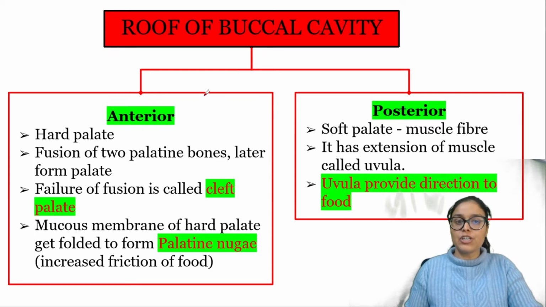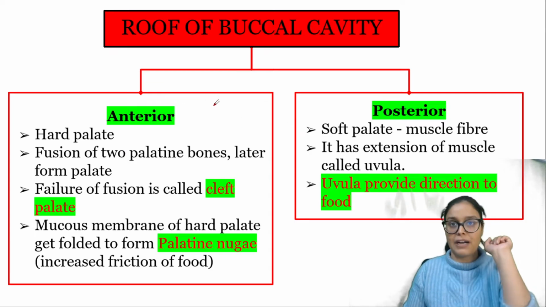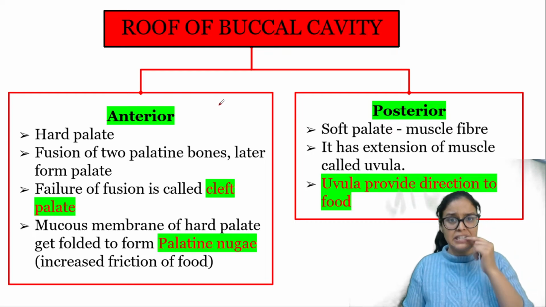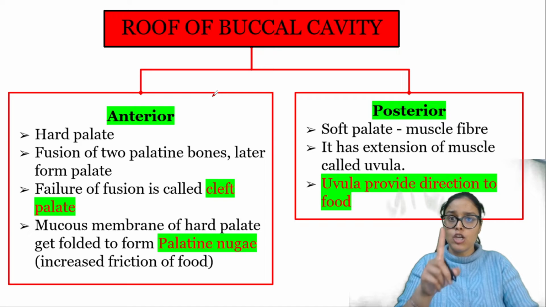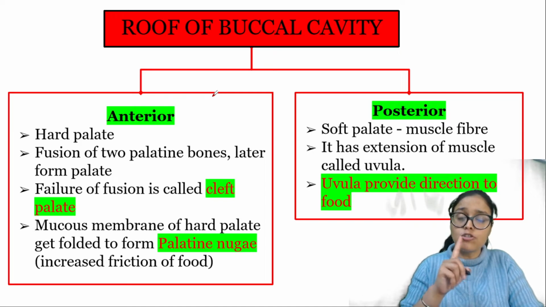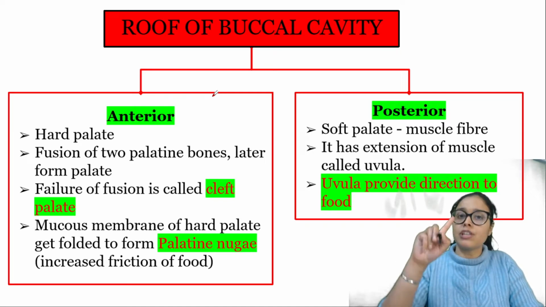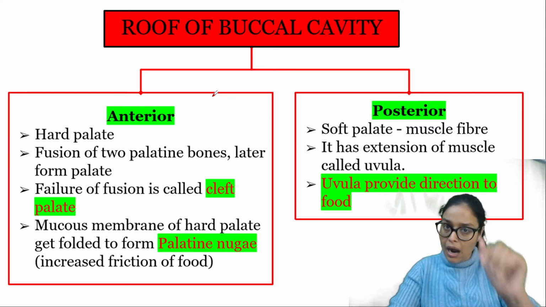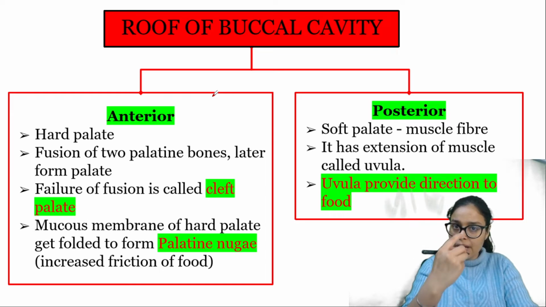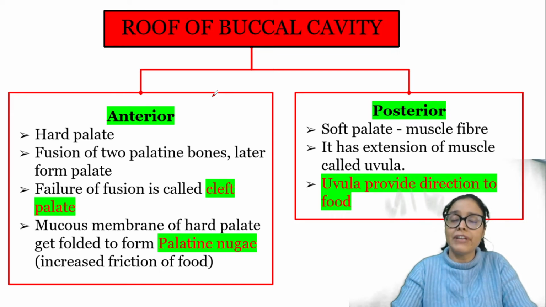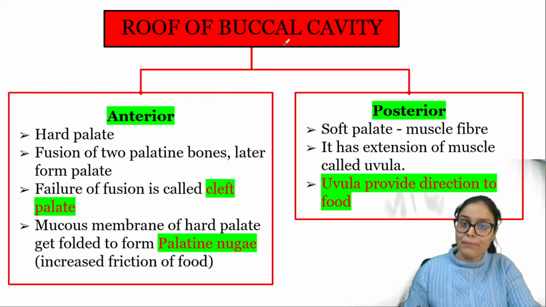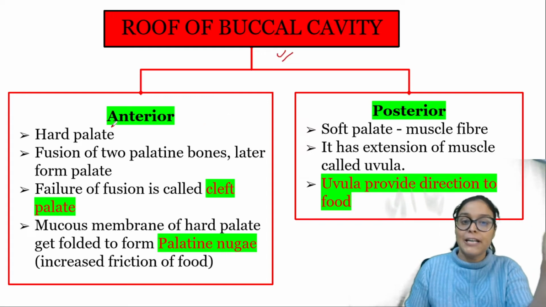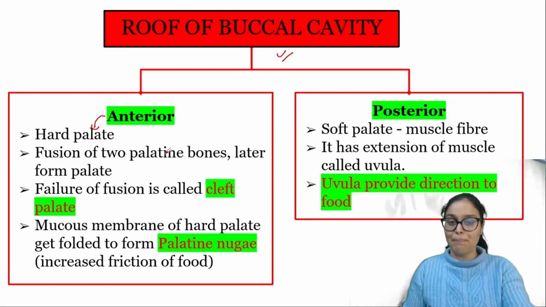So now if we talk about the palate, the roof of the buccal cavity, we have two types of palate. Anterior means towards the anterior side. So when you touch the roof of the buccal cavity anteriorly with your tongue, you will feel some hardness. And if you move your tongue back to the posterior side, you will feel some softness. So the roof of the buccal cavity has an anterior and a posterior part. The anterior part has the hard palate, right?